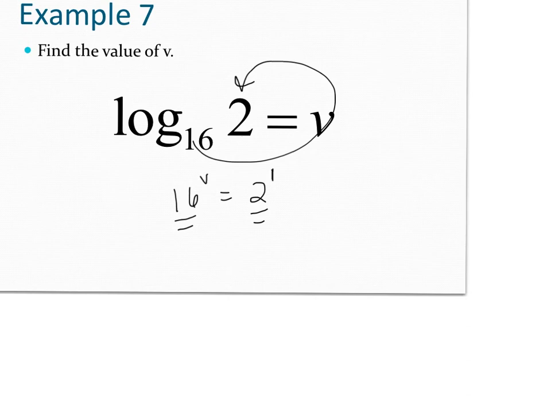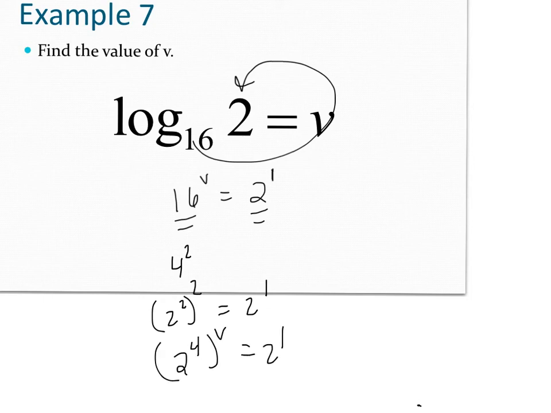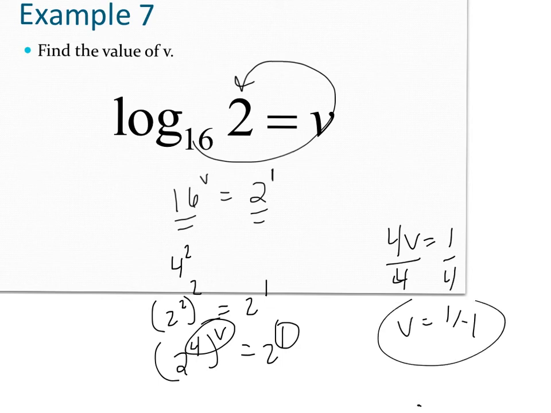Well, I know 16 is 4 squared, and 4 is 2 squared, and that's equal to 2 to the first. And then I have this v on the outside. So I know 16 is the same as 2 to the 4th power, and then we have it raised to the v. So I have 4v is equal to 1. I just set the exponents equal to each other, and v is equal to 1/4.